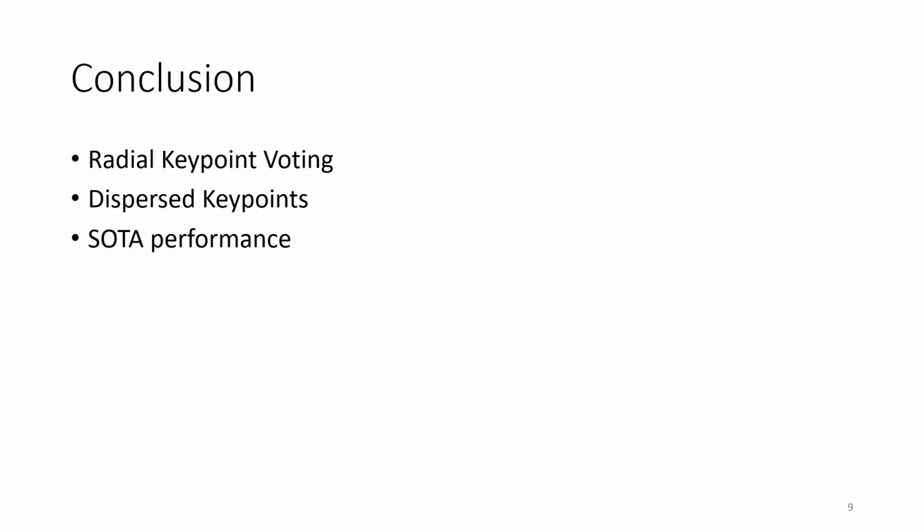In conclusion, we propose radial keypoint voting, which is proved to be more accurate than the 2 existing voting schemes, vector and offset, possibly due to its lower dimension. We propose dispersed keypoints to further improve the results. Last but not least, we achieved state-of-the-art performance on all 3 datasets tested.